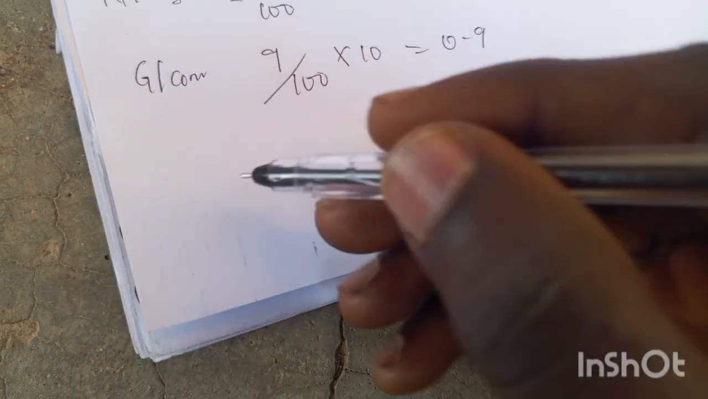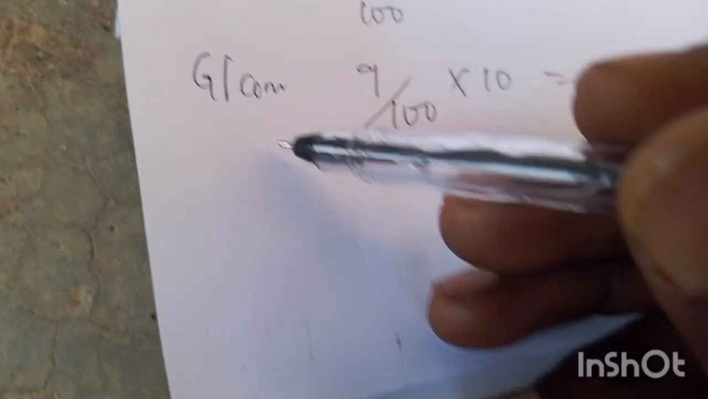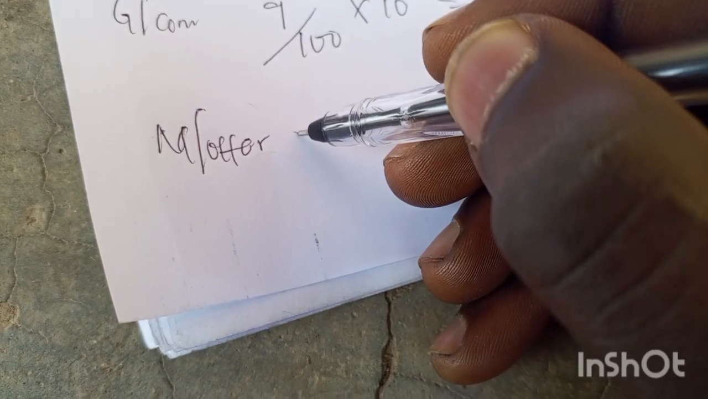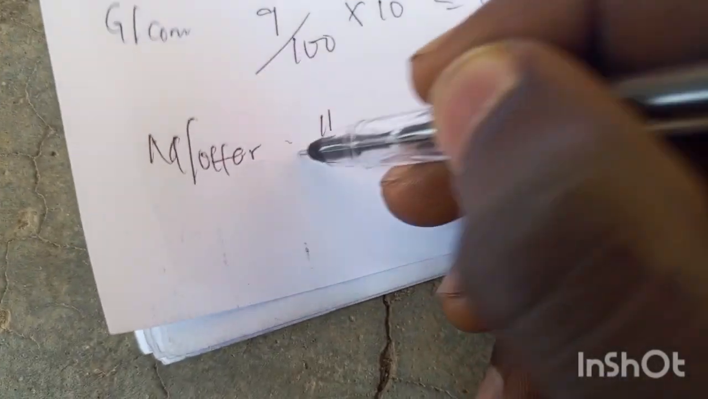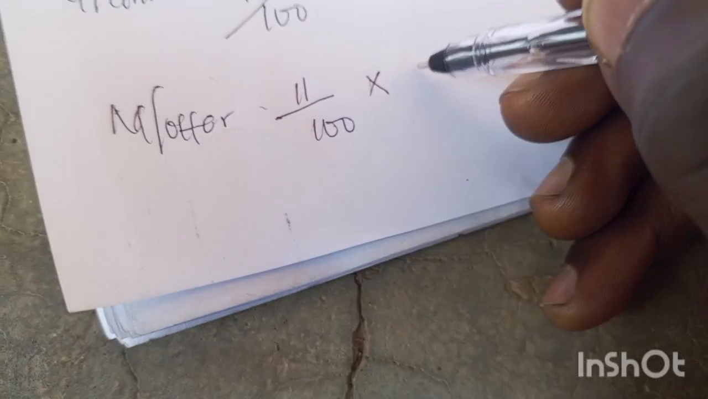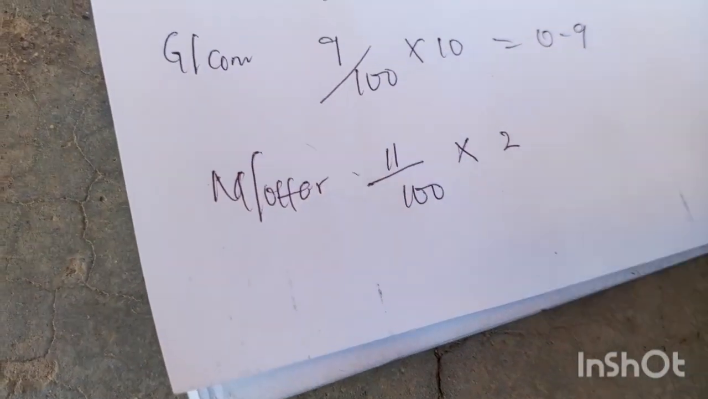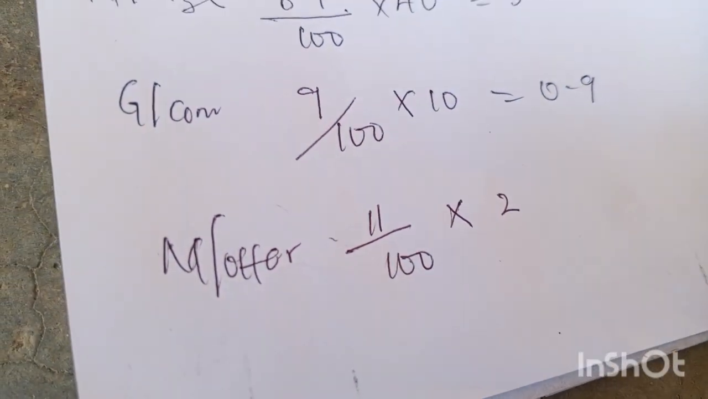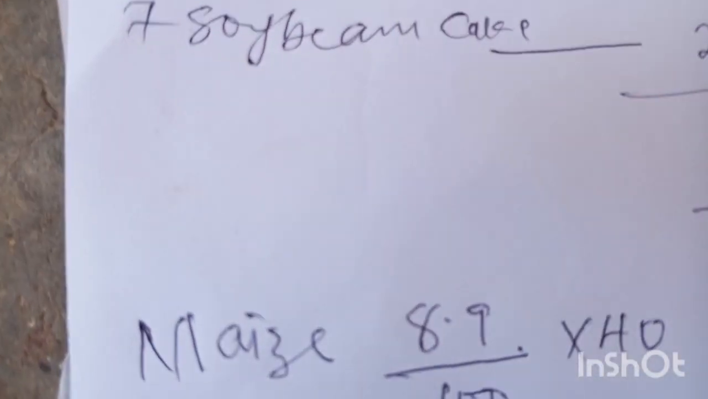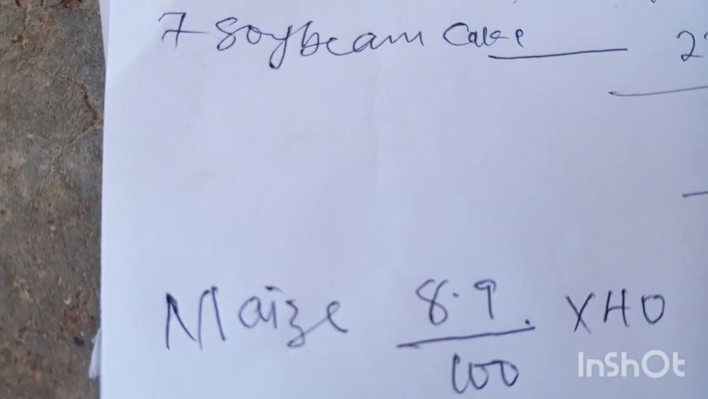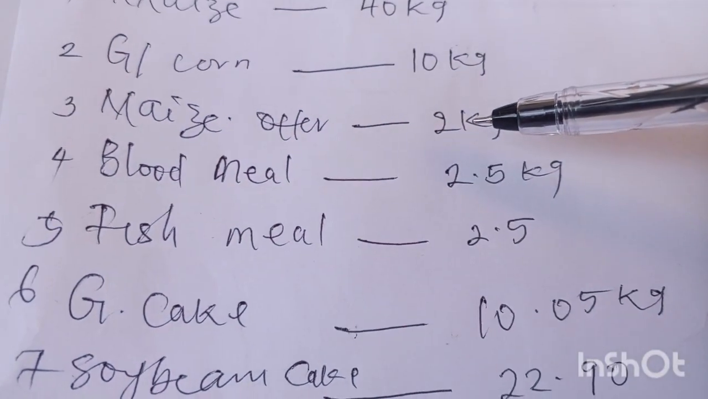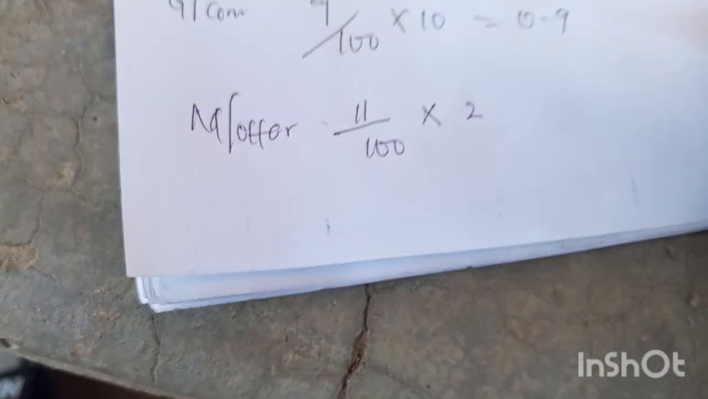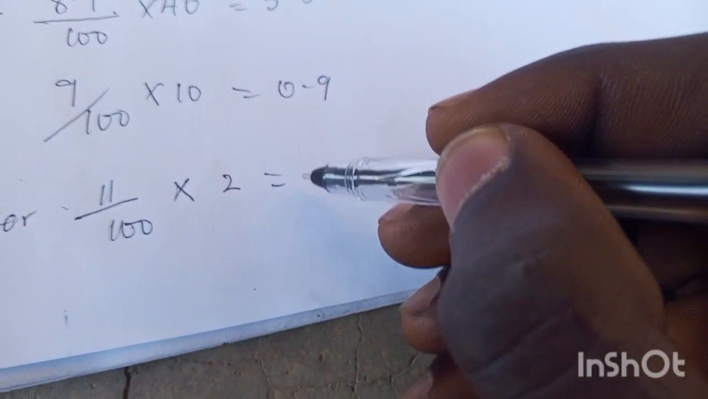And when you come down to maize offal, maize offal here is 11/100 times 2. 11 is from the outline book we are having here, while the 2 is what we are having here. Just look at it. There's our maize offal. Our maize offal here is 2 kg. So that's what we are having there. So it's all still the same. So that being said, we are going to be equating it to what?